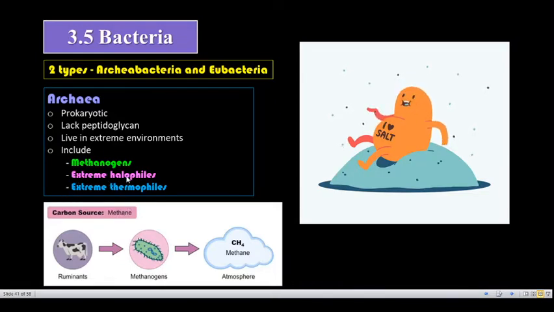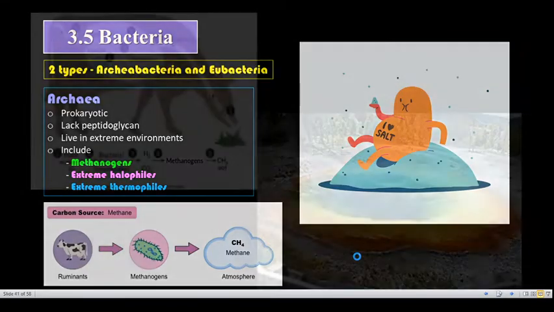And then lastly, you have the extreme thermophiles. These are microorganisms that adapt to temperatures normally found only in hot springs and hydrothermal vents. So, yung matataas na temperature. Those are extreme thermophiles. Okay, next.